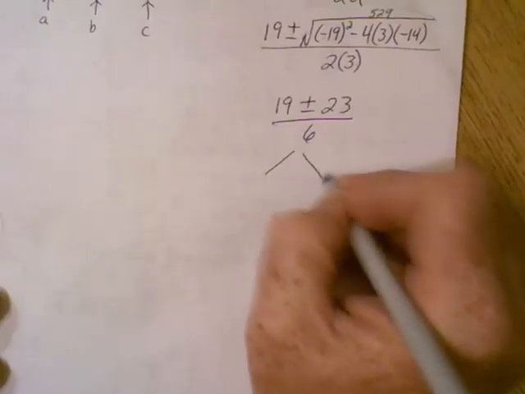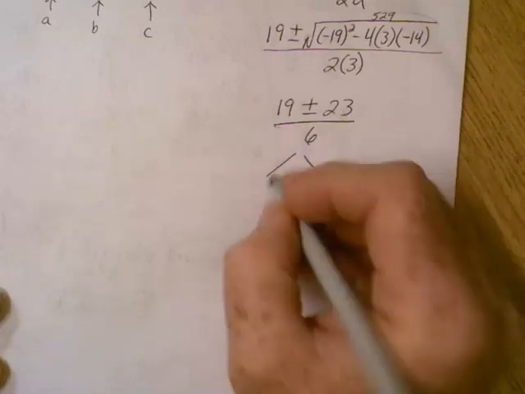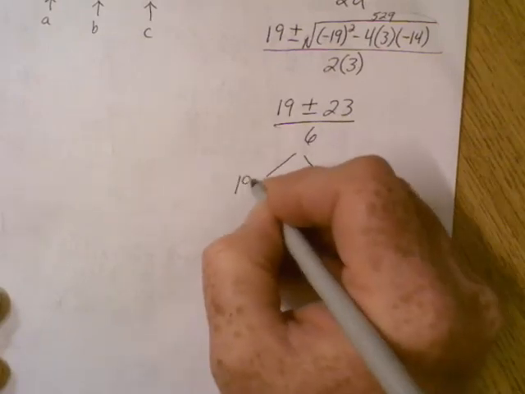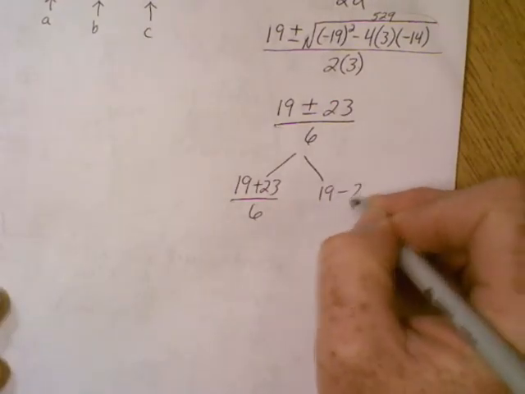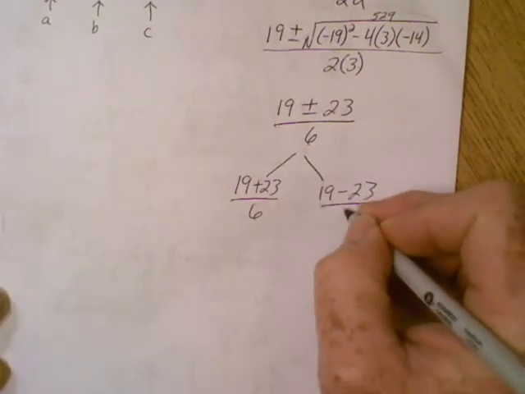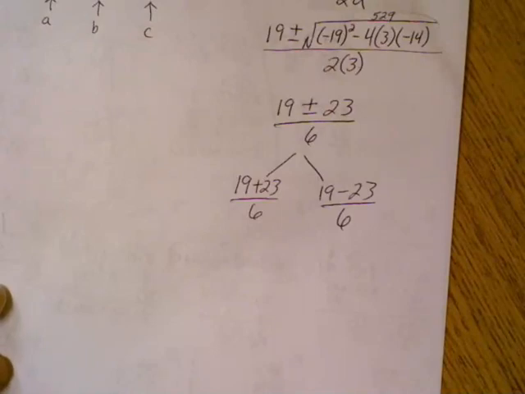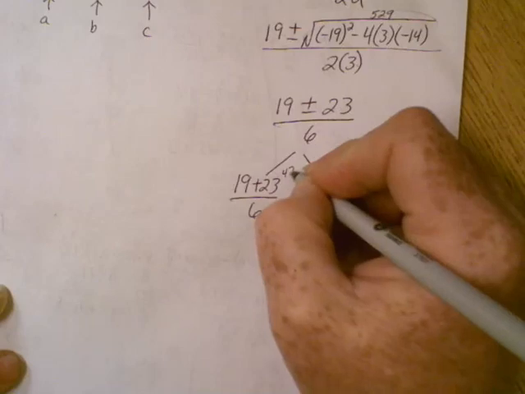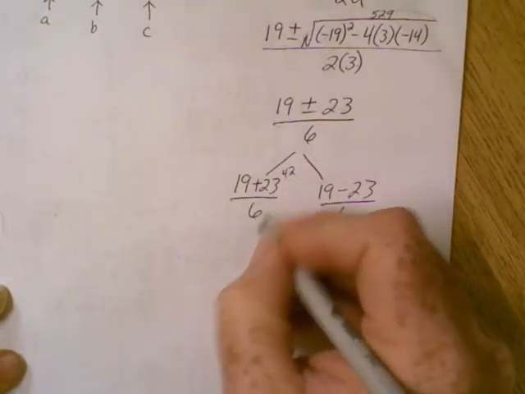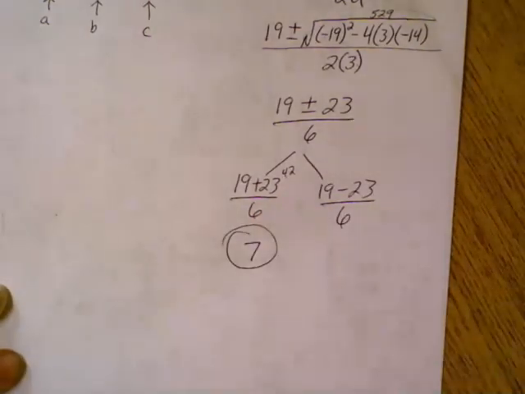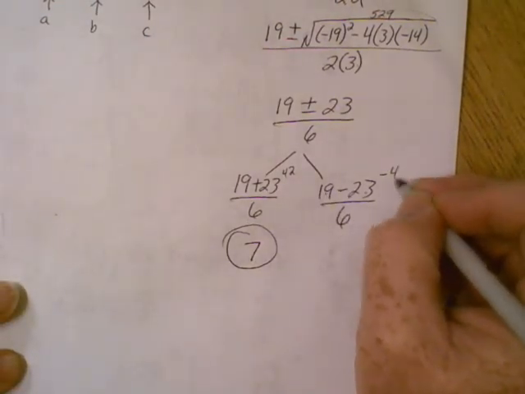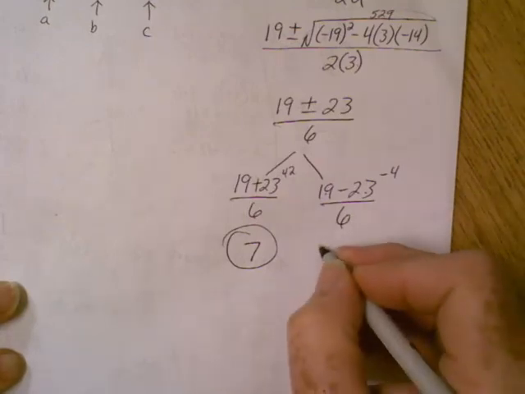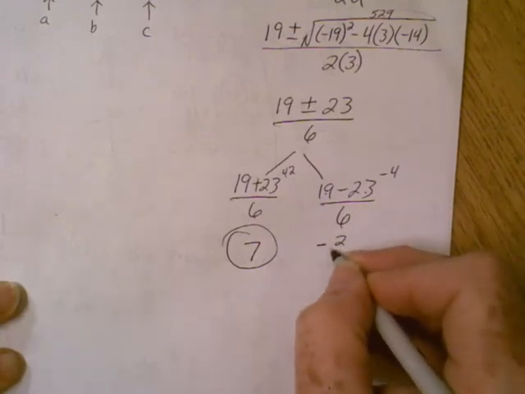And then I split it up. 19 plus 23 divided by 6, and 19 minus 23 divided by 6. 19 plus 23 is 42. 42 divided by 6 is just 7, so that's one of our possible answers. 19 minus 23 is negative 4. Negative 4 divided by 6 is just negative 2/3.